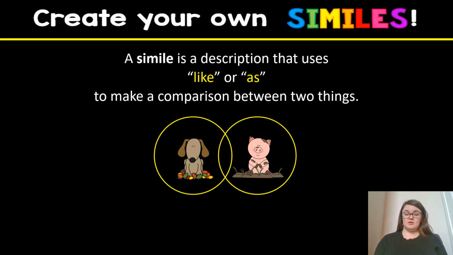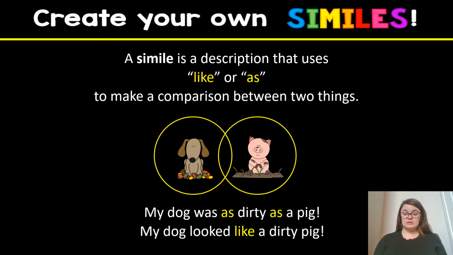This is a Venn diagram that people would use to compare two different things. My dog was as dirty as a pig. My dog looked like a dirty pig. Both of these are similes because they use like or as to describe how the dog is like the pig, because they're both covered in mud.